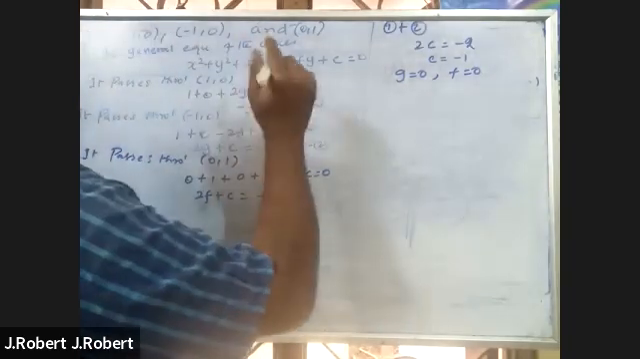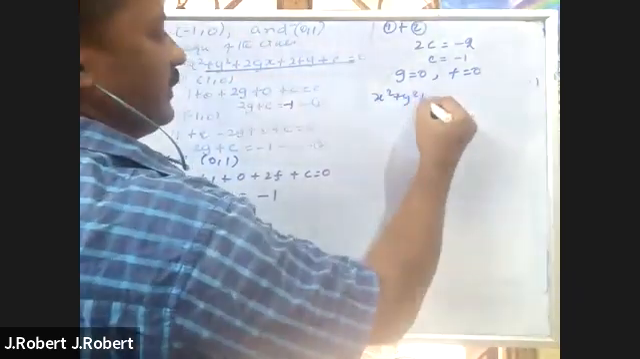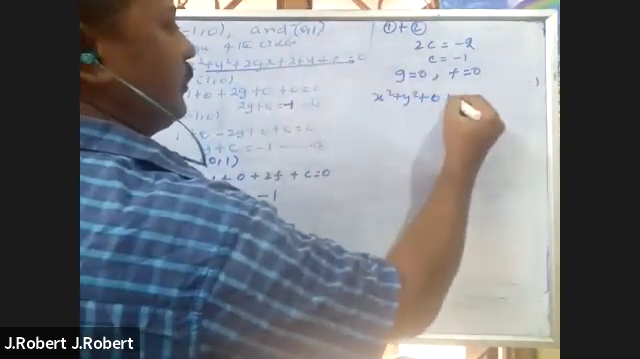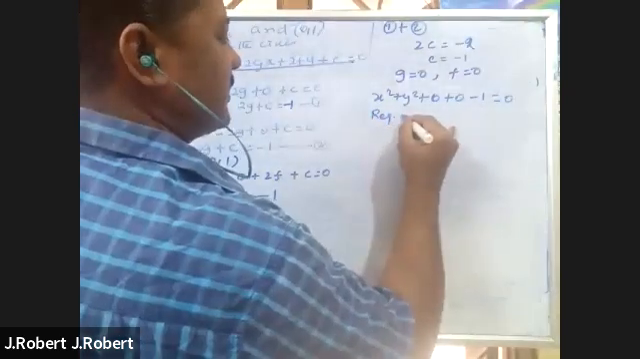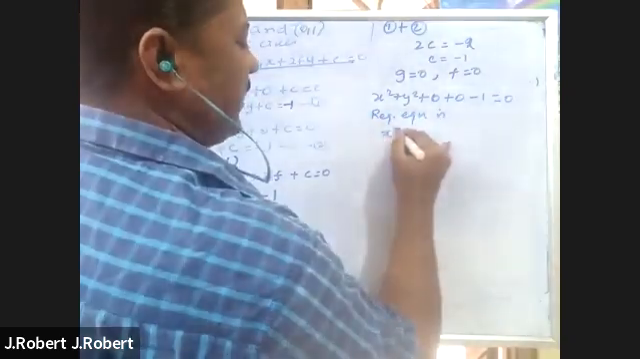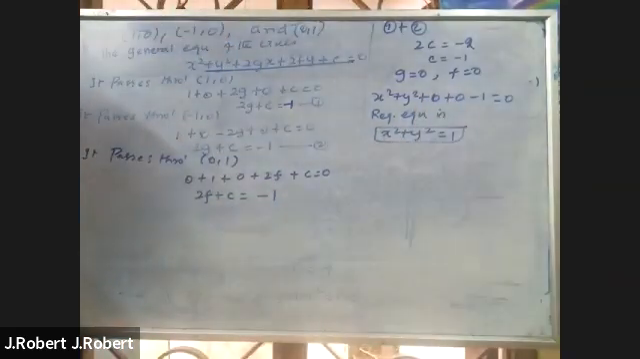Substitute in the general equation. General equation substitute பண்ணுங்க. X square plus Y square. So G equal to 0. அப்ப 0, 0, C equal to -1. Hence the required equation is x square plus y square equals to 1. Please take down 3 marks.